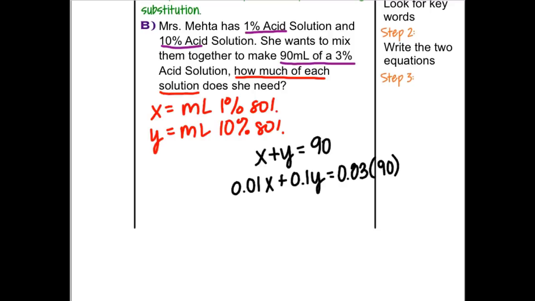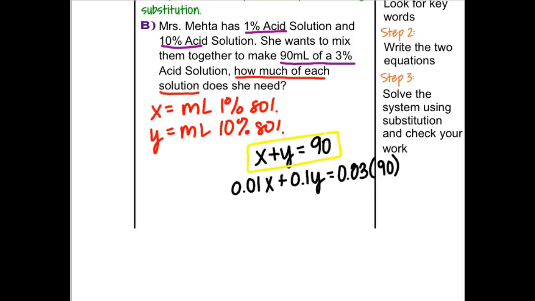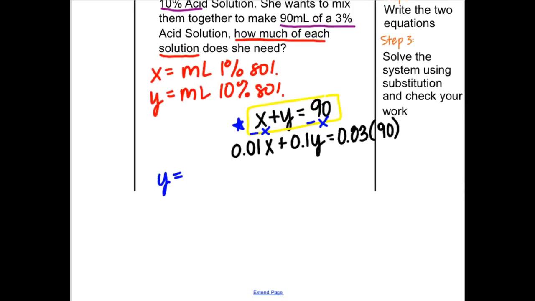So once we have our equations, we're going to solve it using substitution. This is where there is an equation that is better. In our case, this is going to be our better equation to start off by working with. I can solve for x or I can solve for y. I'm used to solving for y, so I'm going to solve for y. That means y equals 90 minus x. I'm going to do 90 minus x only because I have my minus sign second.